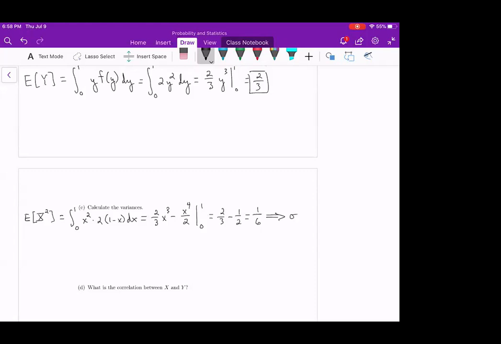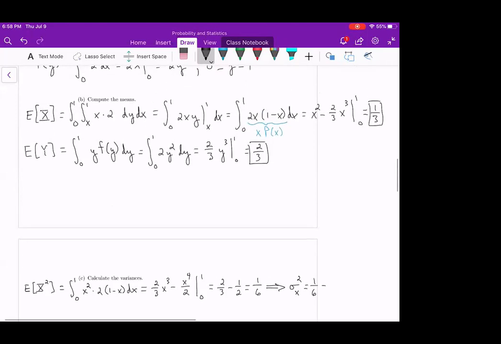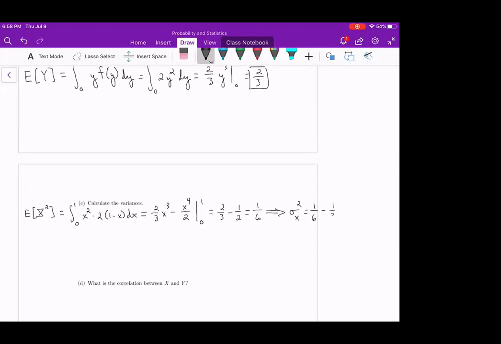And since we want the variance of x, I'm going to put a subscript here, it is given by the second moment minus the first moment, which we got to be 1/3, and the 1/3 is squared. So this is 1/6 minus 1/9, which is 9 minus 6 over 54 when you get a common denominator. So that's going to be 3 over 54, which simplifies to 1/18.